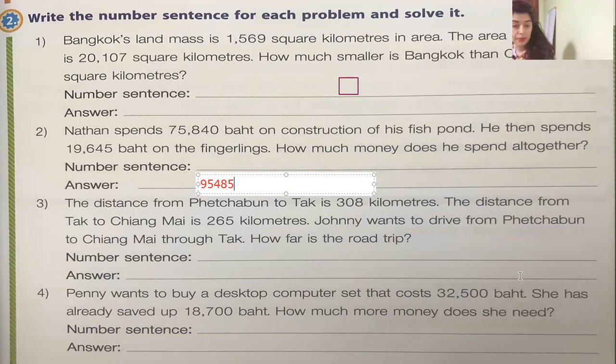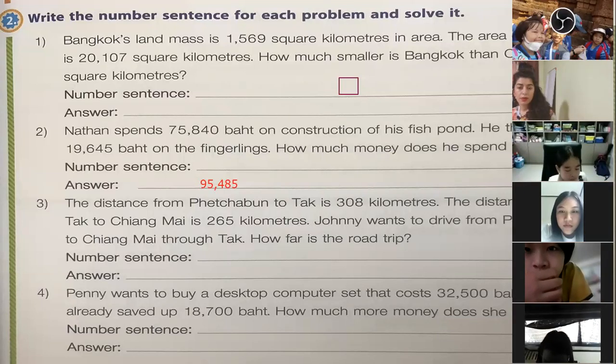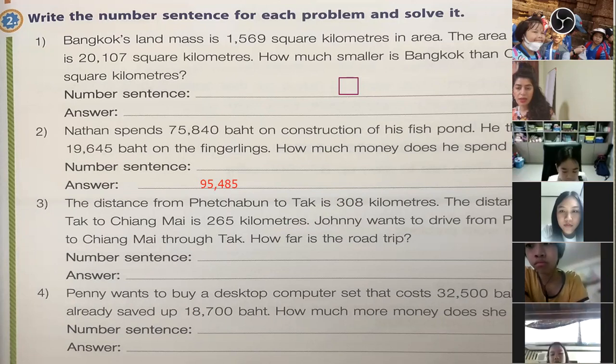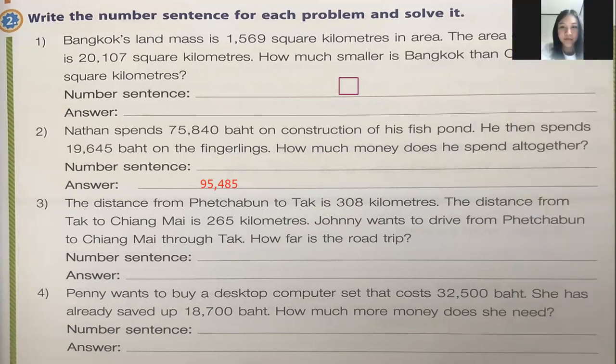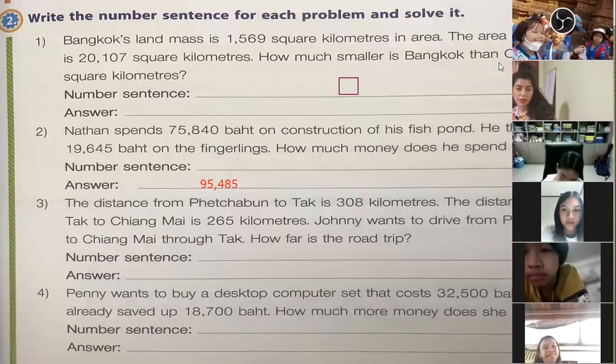And who can answer number four, please? Who can answer? Number three. Who can answer number three? Can you answer number three? Aydin, Pair, Idea, Bonus, Khao Hong? Who can answer number three? No one? Pattaya, can you answer it? No? Okay, we check it together.